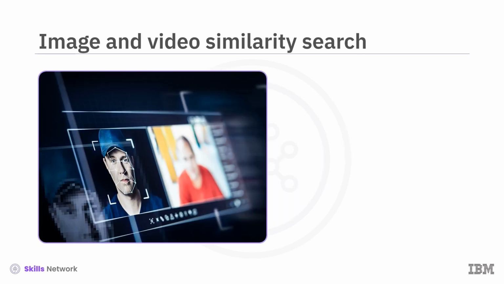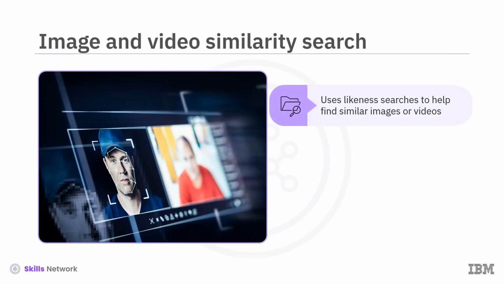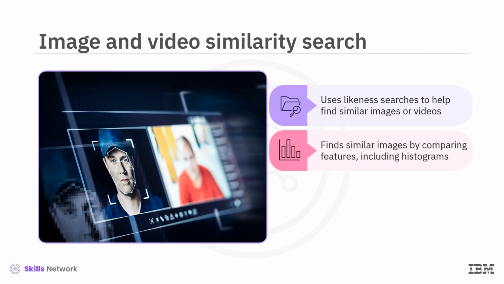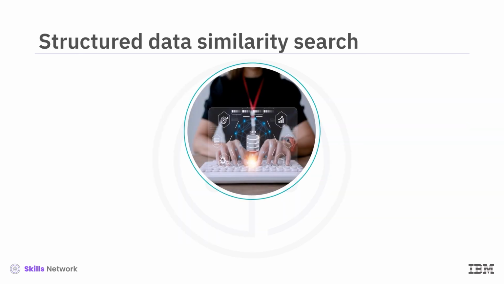Next, if you have image or video data, a likeness search can help you find images or videos similar to a certain image or video frame. The search compares features extracted from pictures or video frames, including color histograms and deep neural network embeddings, to find similar images or videos. Another type of similarity search is structured data similarity search.